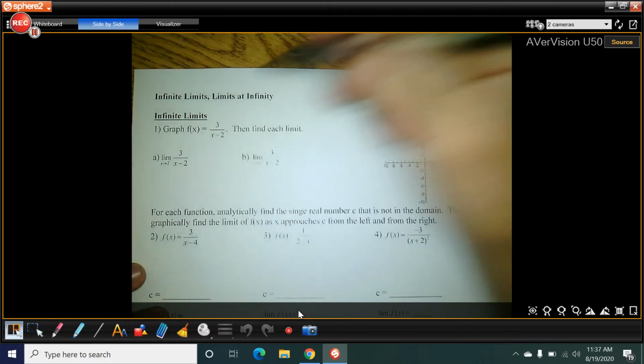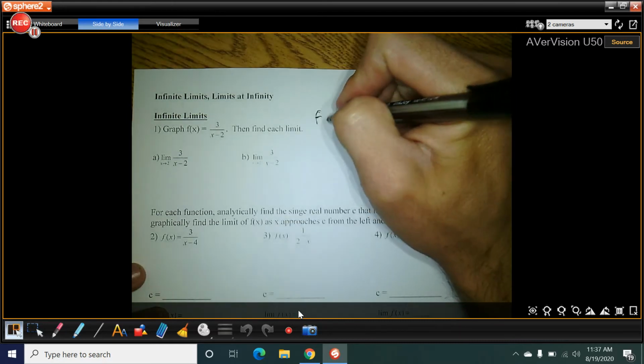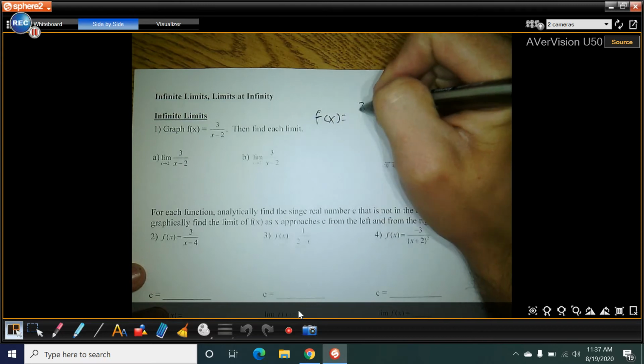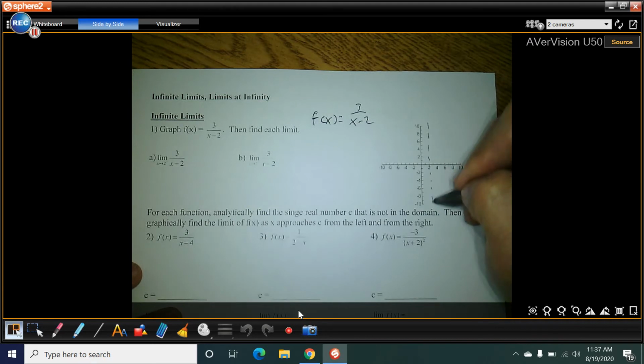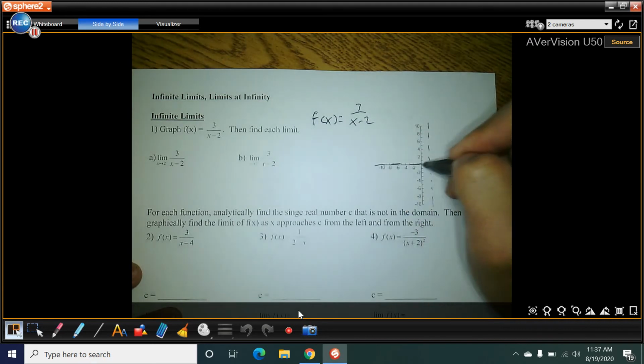So right here we have a rational function, which is 3 over x minus 2. This means we have a vertical asymptote at 2 and a horizontal asymptote at 0.